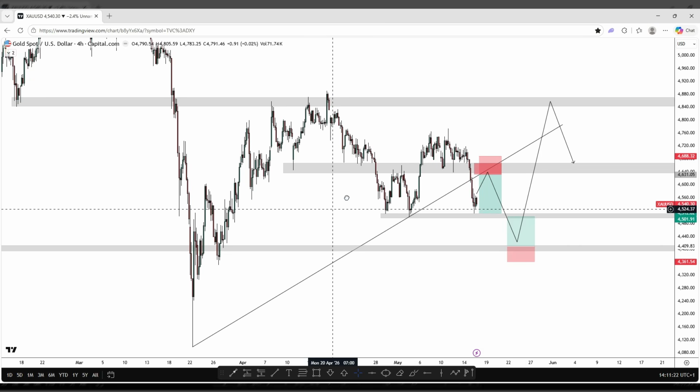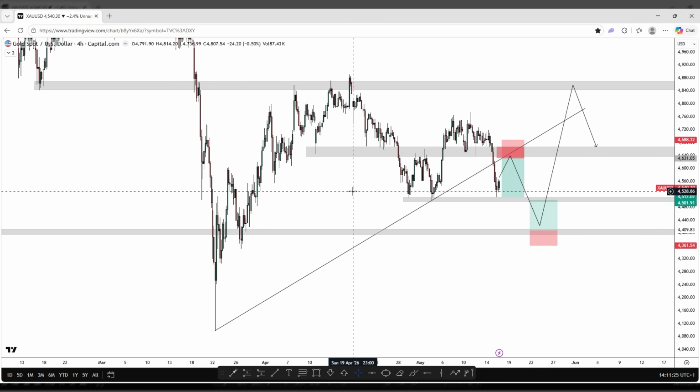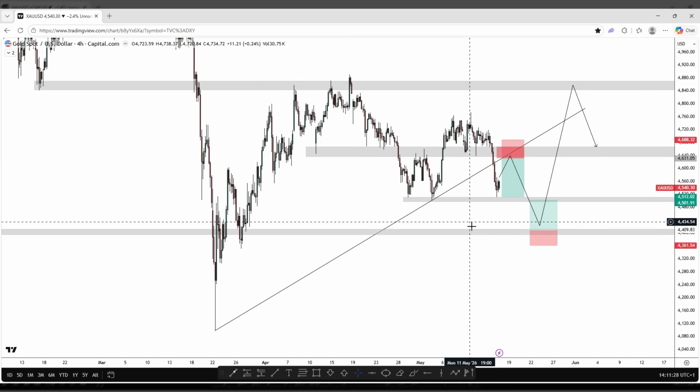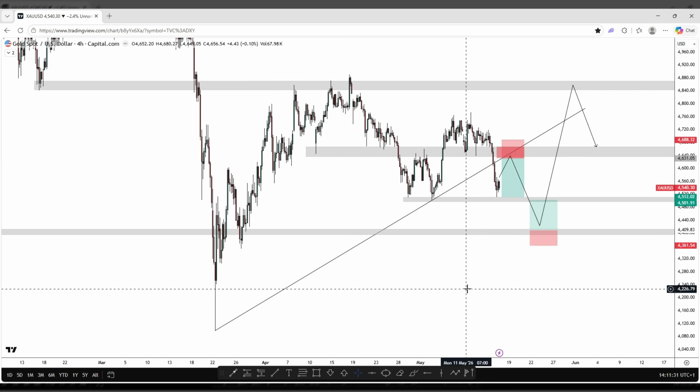But overall, from a 4 hour perspective on gold, I'd be looking to short the 4650 area, and I'd be looking to long the 4400 area.